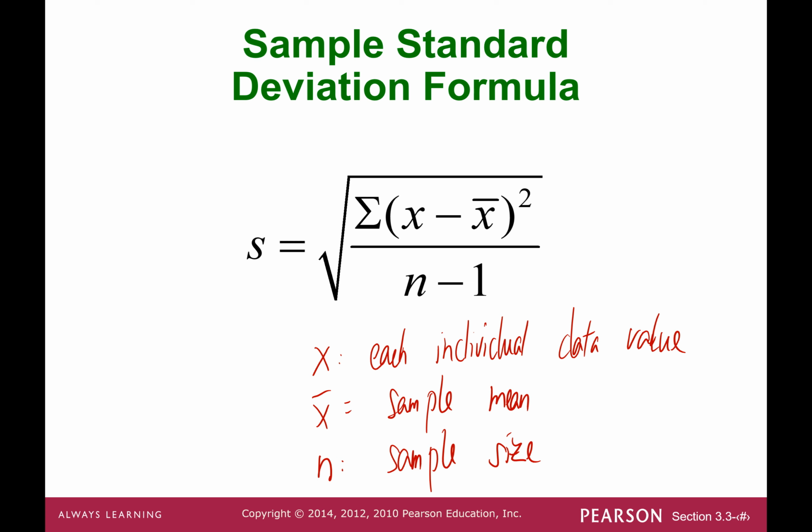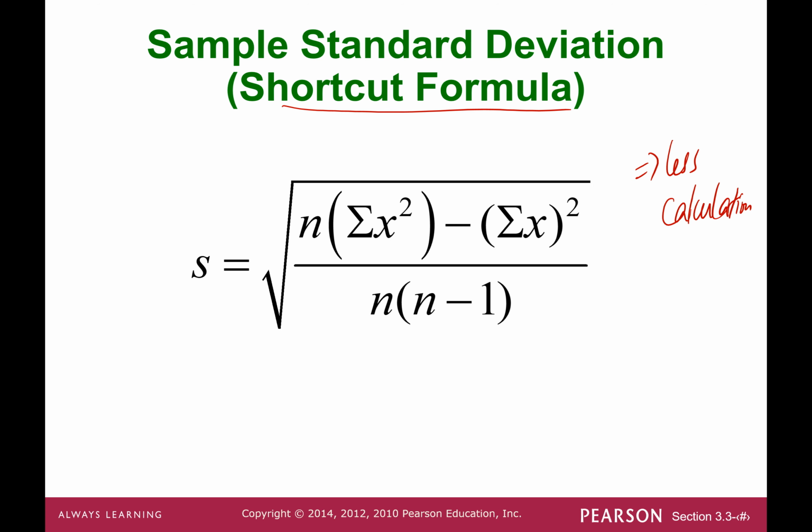The second formula is called the shortcut formula. In this formula, we don't need to calculate the sample mean, so we have less calculation. That's why it's called the shortcut formula. It's more convenient to calculate the standard deviation. Although it looks more complicated, it's actually a lot quicker to find the standard deviation.